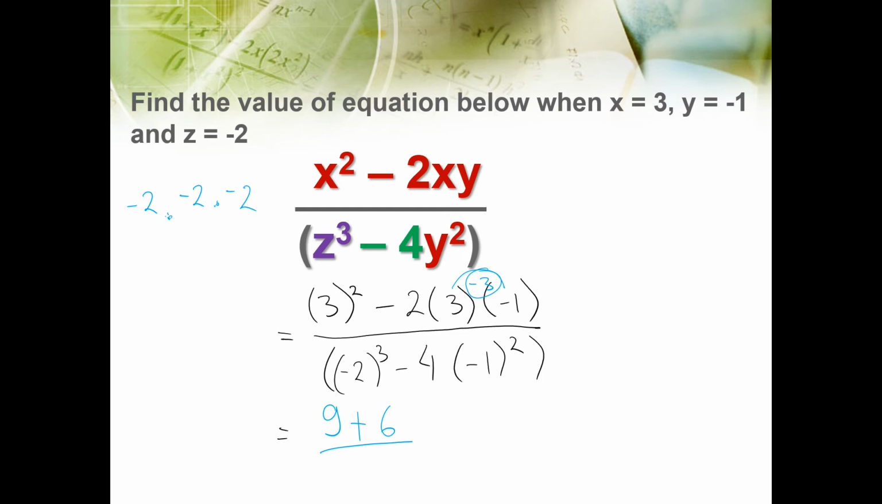Continue with this one, minus 2 to the power of 3. It means minus 2 times minus 2 times minus 2. Minus 2 times minus 2, negative times negative equals positive. 2 times 2 equals 4. So 4 multiplied again with the last minus 2. Positive times negative equals negative. Very good. 4 times 2 equals 8. This is the answer. Negative 8.